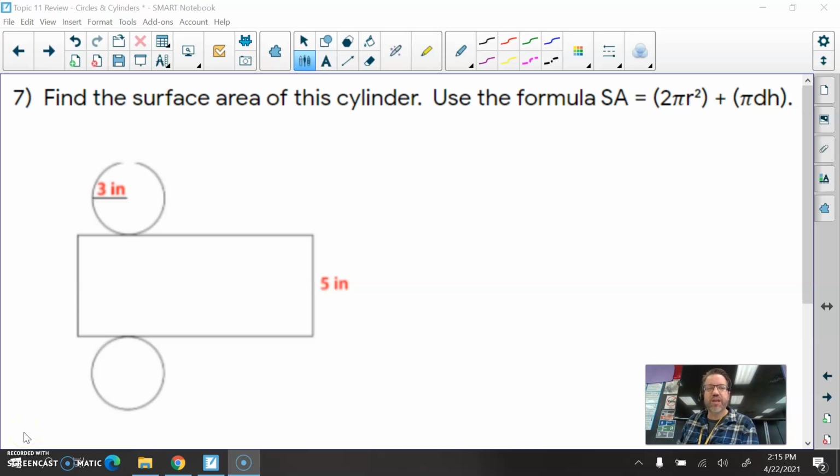Okay, so we're going to look at numbers 7 through 10 now. Here we have number 7. Find the surface area of this cylinder. Use the formula SA equals 2 pi r squared plus pi dh.